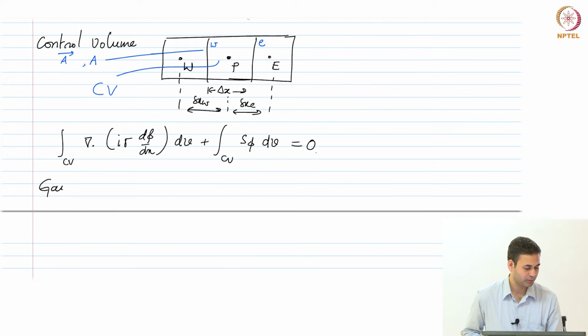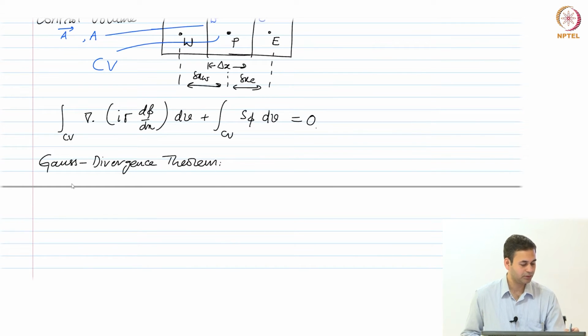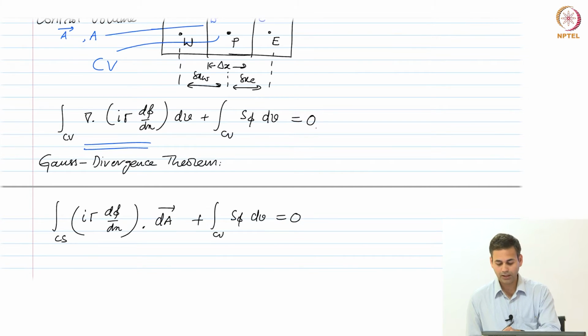Okay, so apply the Gauss divergence theorem and arrive at, essentially convert the volume integral that we have here into a surface integral. That would be the integral over the control surface of gamma d phi dx dotted with dA bar, plus we leave the source term as it is. This is S phi dV equals 0.